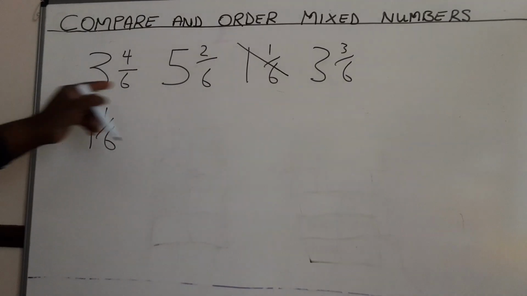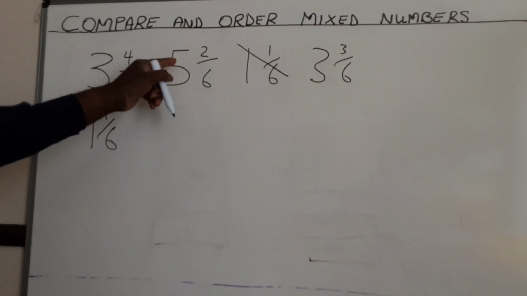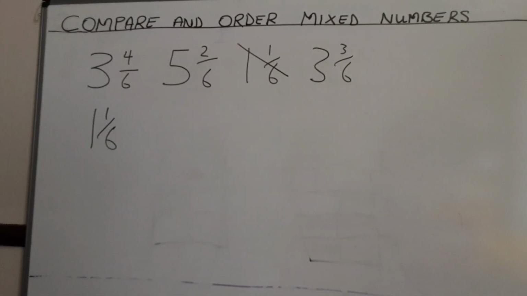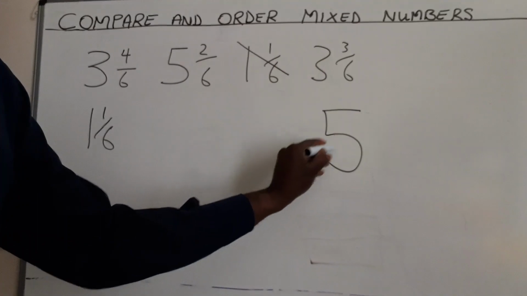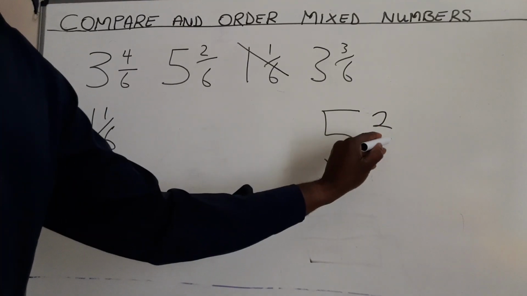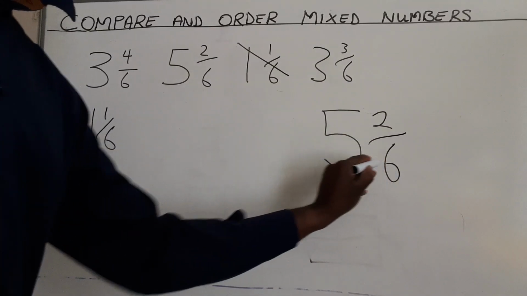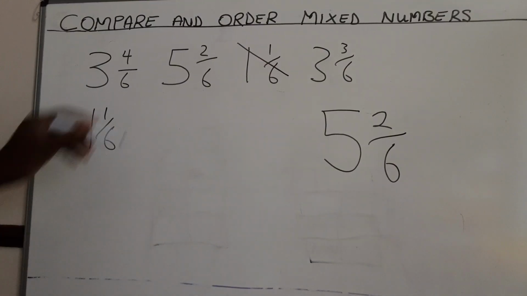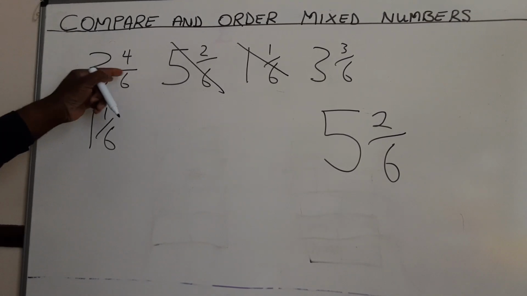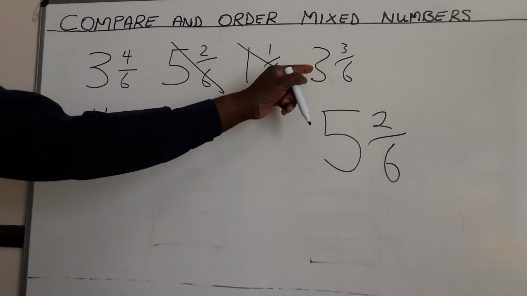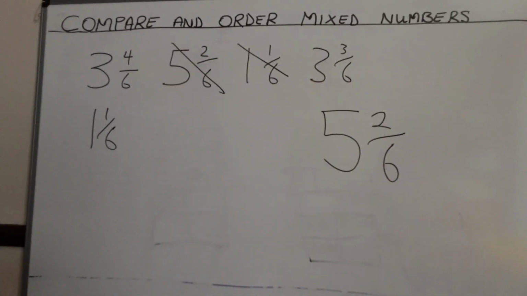And when we look through, we can also see that 5 whole and 2 over 6 is the largest one. So we can clearly put it there as the greatest, 5 and 2/6. So we can cross that one out. Now it's left with 3 whole and 4 over 6 and 3 whole and 3 over 6.